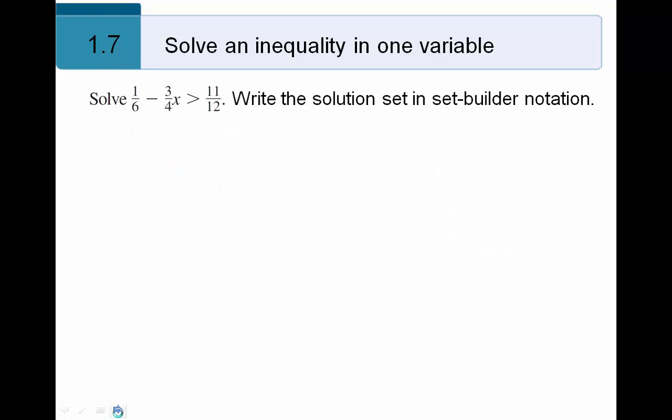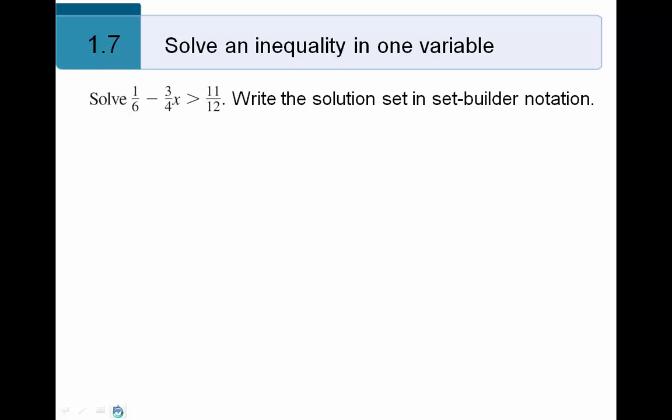Alright, let's solve this inequality, and then we'll write our solution set in set builder notation. Now, right off the bat, I notice that the inequality contains lots of fractions, and the first thing I want to do is eliminate those fractions. I see denominators of 6, 4, and 12, and the least common multiple of 6, 4, and 12 is 12. So I'm going to multiply each term of the inequality by 12.